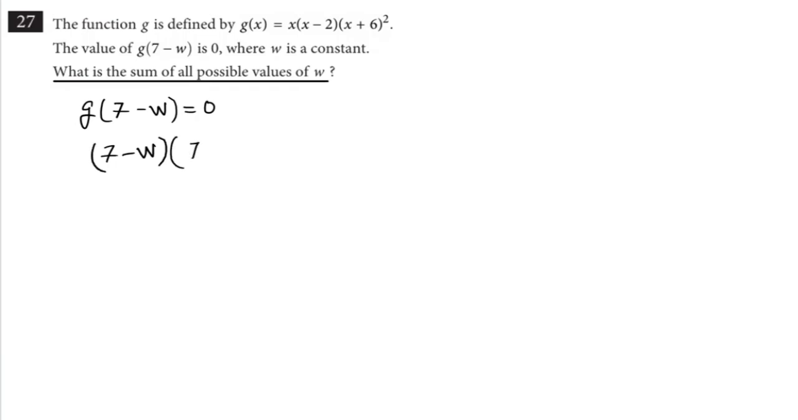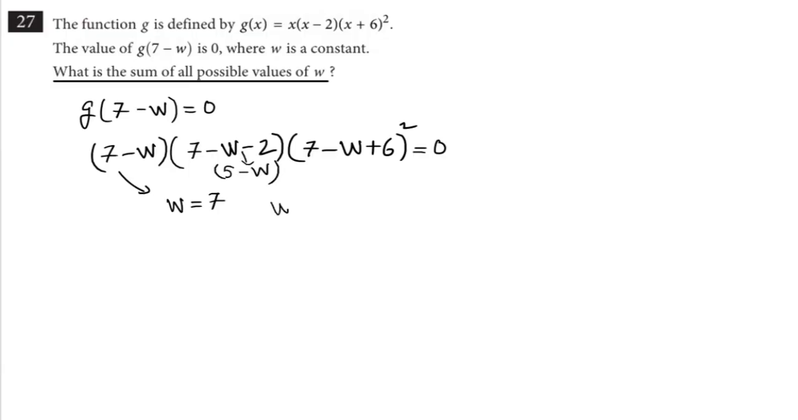And this is going to be 7 minus w, minus 2, and 7 minus w plus 6 whole squared. Now, remember, you don't need to expand these brackets. This is already a factorized form. So put each of the factors equal to 0. You'll get w equals 7. This is a 5 minus w, the second one. So w equals 5.